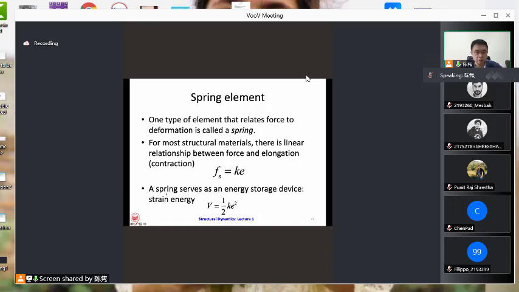And there's a spring, which also serves as an energy storage device. The spring's energy storage in this device is V equals the equation. I think you're familiar with this. Usually you see F equals kx, where x is the displacement, the elongation or contraction, of this linear spring. So this is the spring element.